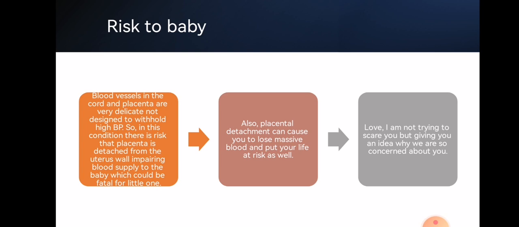Also, placental detachment can cause you to lose massive blood and put your life at risk as well. And we call this condition placental abruption, which is simply that the placenta is detached from the uterus wall. Love, I'm not trying to scare you, but giving you an idea why we are so concerned about you.